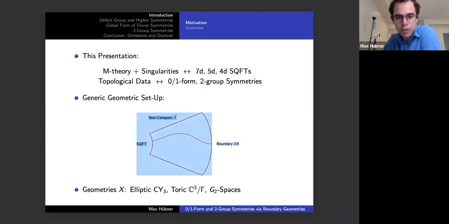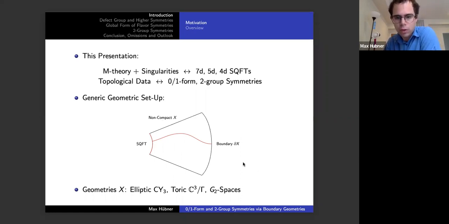Here's a sketch of the generic geometry we'll be considering. We're going to have some non-compact space X. It's going to have a boundary, ∂X, and it's going to have singular loci, which are marked here in red. These singular loci come in compact and non-compact forms. The compact singular loci are going to support the field theory degrees of freedom, and the non-compact singular loci are akin to flavor branes. Geometries which take this form include, for example, elliptically fibered Calabi-Yau threefolds, toric quotients of C^3, or G2 spaces, although I will not have a lot to say about the latter in this talk.